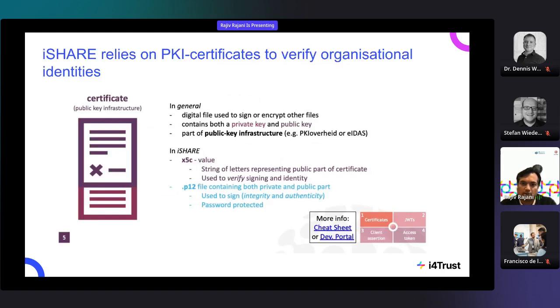iShare relies quite a lot on PKI certificates to verify organizational identities. As I've already explained, iShare uses one of the key CEF building blocks called eIDAS. It uses digital certificates extensively in order to establish the validity of any identity tokens that are there. We'll see how that is arranged in a bit.